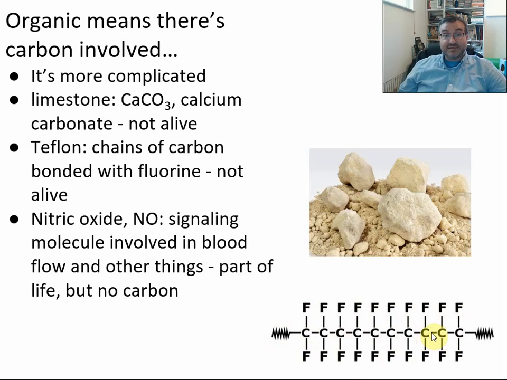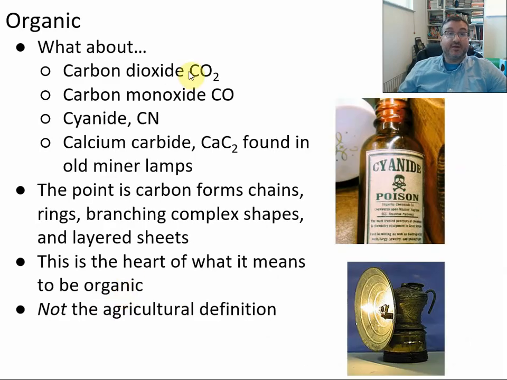On the other hand, nitric oxide has no carbon. It has a nitrogen and oxygen, but it's an important signaling molecule involved in blood flow. So it's part of life, but it doesn't have carbon. We can see the definition of organic is a little more complicated than just saying carbon is involved. We could also consider carbon dioxide, carbon monoxide, cyanide, or calcium carbide, which is Ca and C2, which is found in the old miner lamps, with a little flame of acetylene that comes off of the calcium carbide. Those complicate the definition of what it means to be organic.